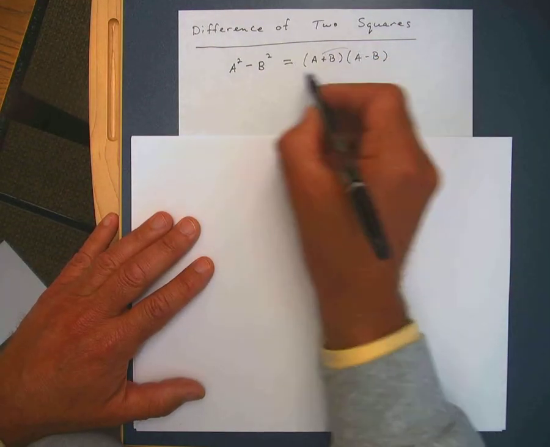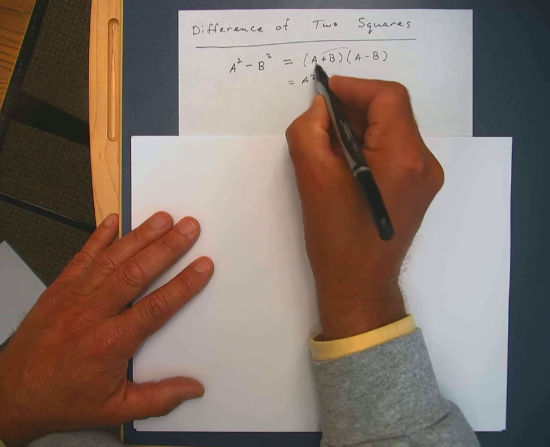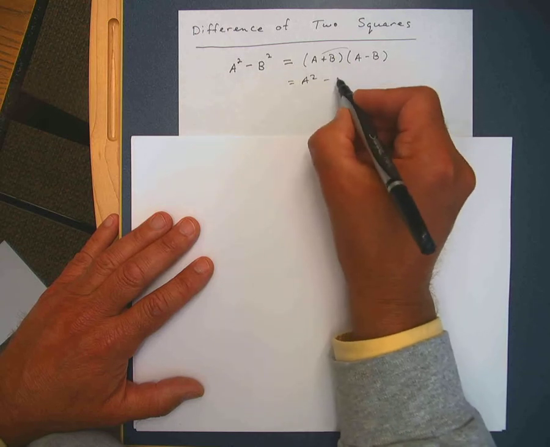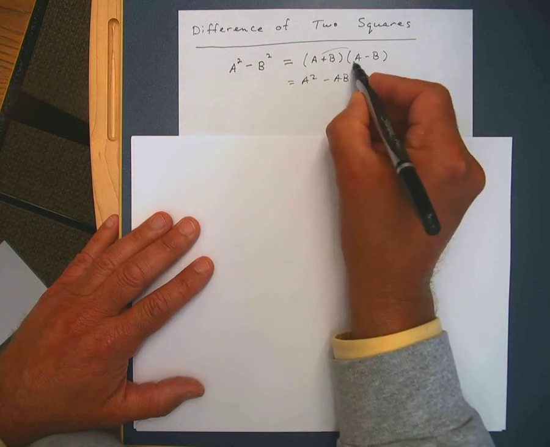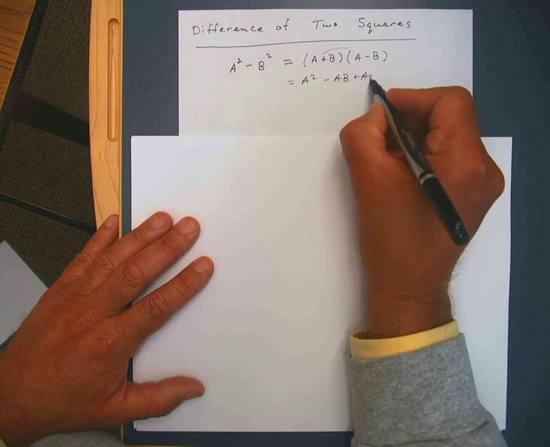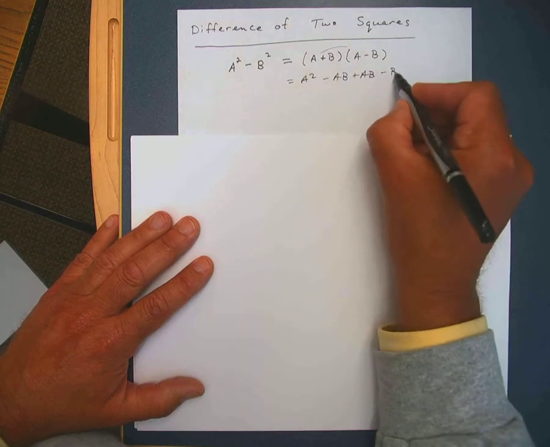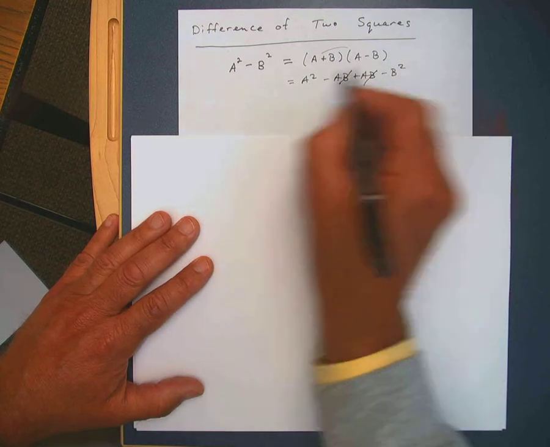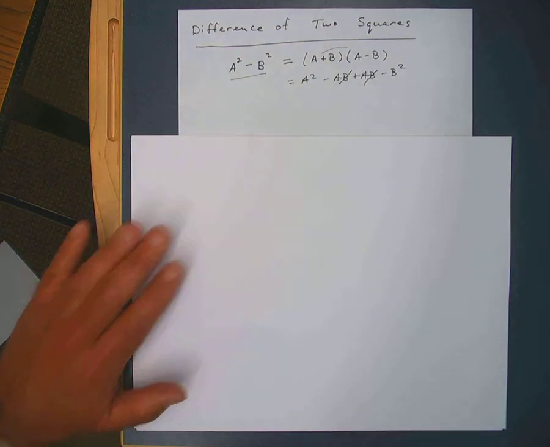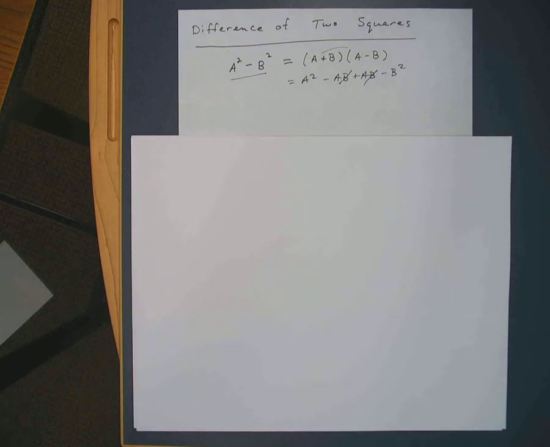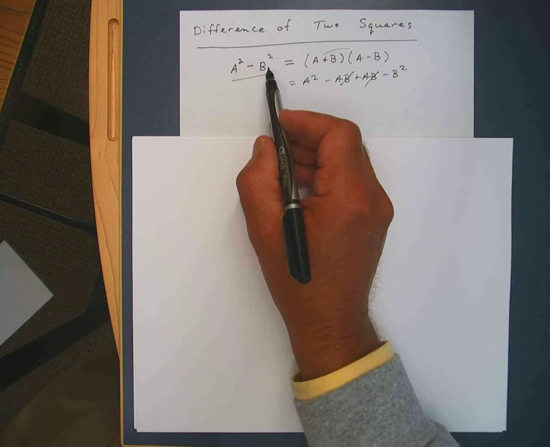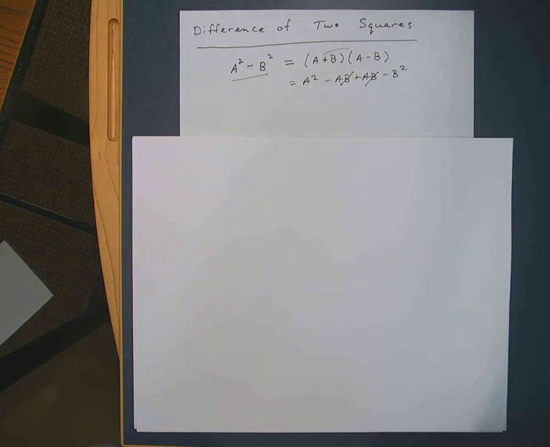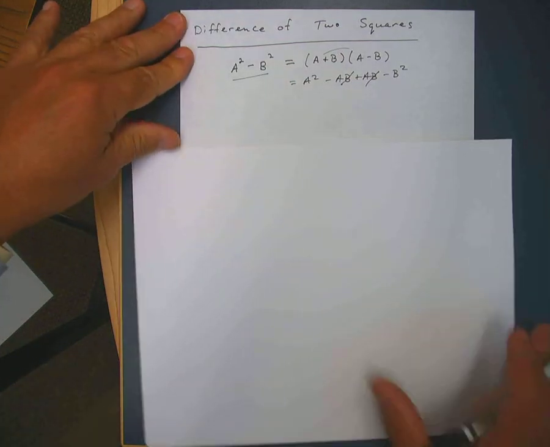A times a is a squared. A times opposite, you have minus ab. Multiply the middle terms, you get plus ab, and then we get minus b squared. So these cancel out, and we're left with a squared minus b squared. So this is something you should always be looking for if you have a binomial. Try to factor it as a difference of two squares. If it is two things squared, then we'll have two other patterns to look for that I'll show you later.